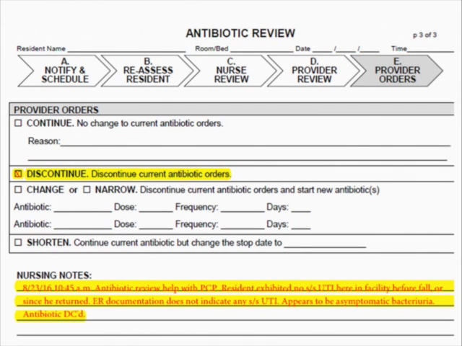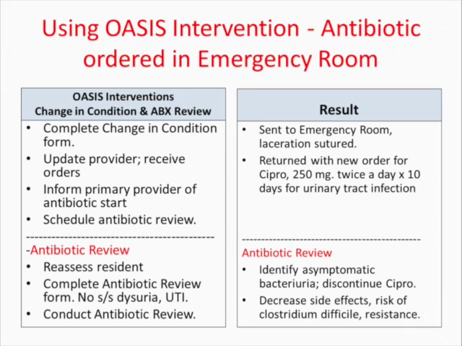Completing Section C and D leads us to the last section of the OASIS intervention antibiotic review, Section E, Provider Orders. Agreeing that Mr. Dean has asymptomatic bacteriuria, the provider discontinues the antibiotic order. This is documented in Section E. There's also space for nurses' notes below. Conducting the OASIS antibiotic review 2 days after Mr. Dean started on the antibiotics gave nursing staff and the prescriber the opportunity to reevaluate the appropriateness of the antibiotic order and modify it as needed.